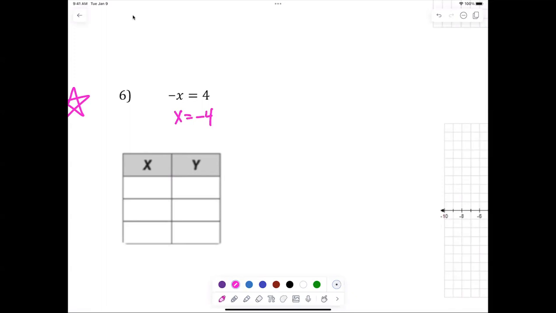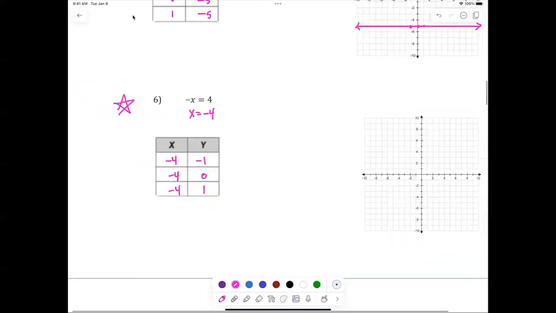All of the x values now are what? All of the x values are -4. So what can the y values be? Whatever you want. But in this case, it's good to go with what I was showing you, -1 and 0 and 1. So now plot those points and let's see what happens if you graph that.